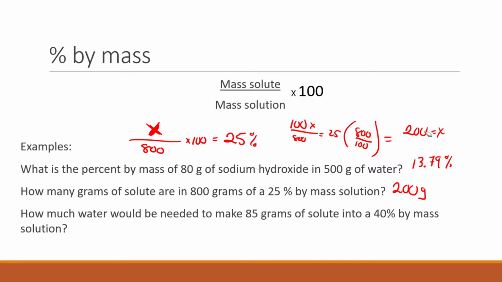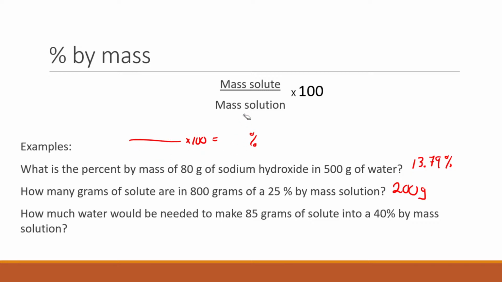The last one is even trickier than the second one. Here, they're giving us almost the same information, but here they give us the amount of solute that's there instead of the amount of solution. And they ask us, again, we need to be careful, they ask us for the amount of water. Which means when we solve for x, we need to subtract the 85, because x is the amount of solution that we have.